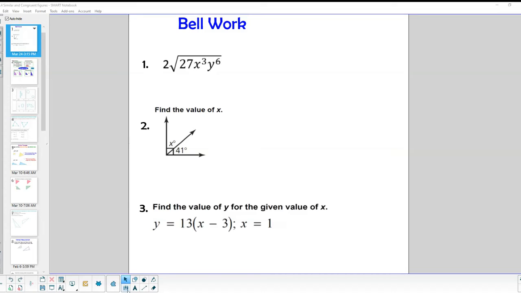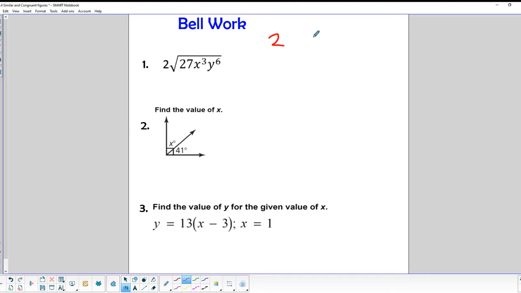We want to take care of those really fast so we have plenty of time for our lesson today. So the first one is a radical simplification once again. We have a 2 out in front of the radical, but we're going to simplify the radical and find out what else is going to come out. So the 27, that breaks down into 3 times 9. And that 9 is going to break down into 3 times 3.